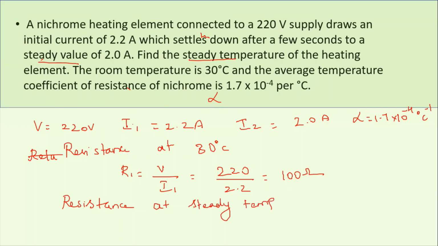That you can take as R2, which is V by I2. So your value of I2 is 2, right? So 220 by 2 is equal to 110 ohm.